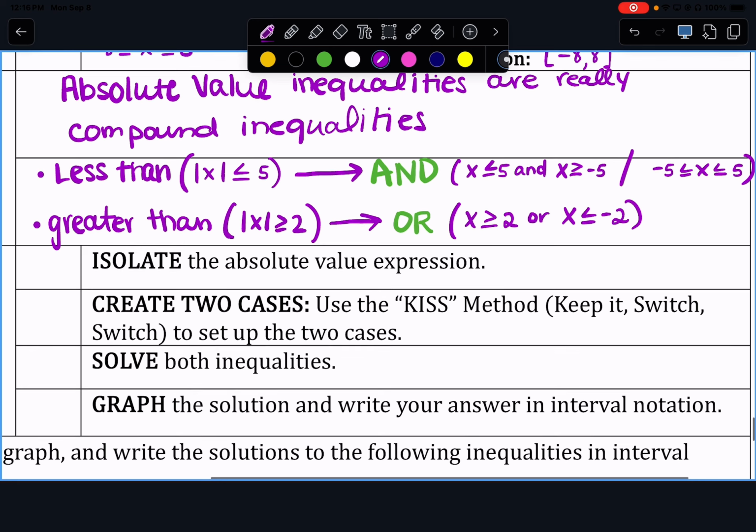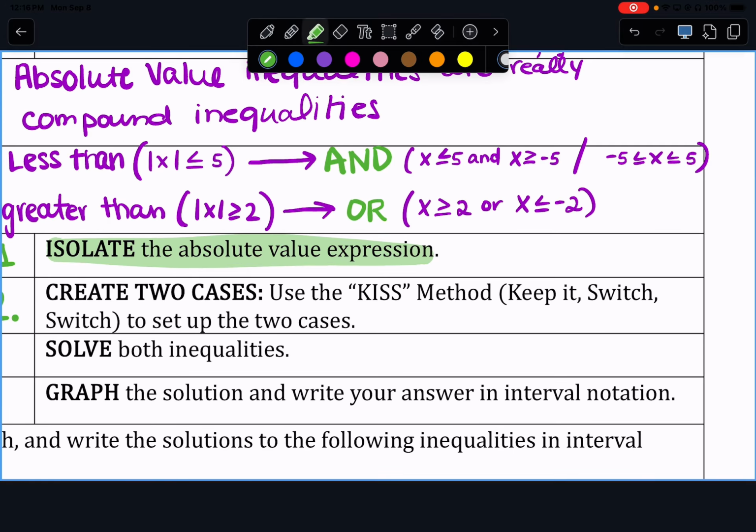So when we go to solve any of the absolute value inequalities, step 1 is still to isolate the absolute value expression. That is completely the same as when we solve absolute value equations. Exactly the same. Step 2 is where we create two cases. So we're going to either do the and or the or.